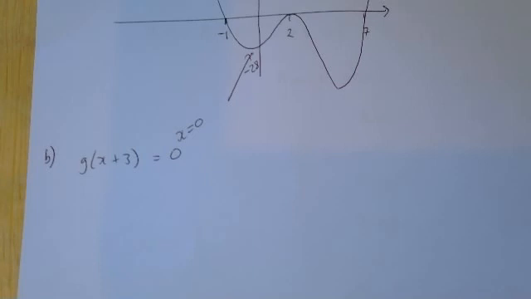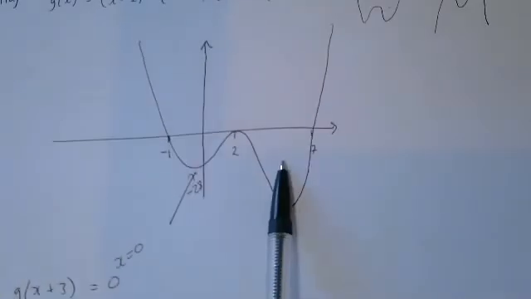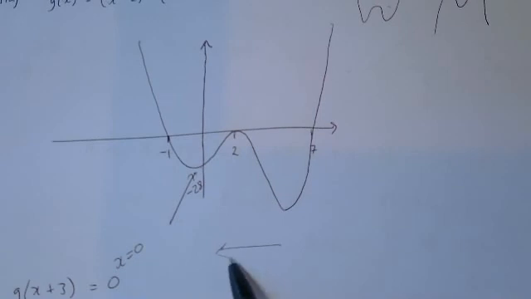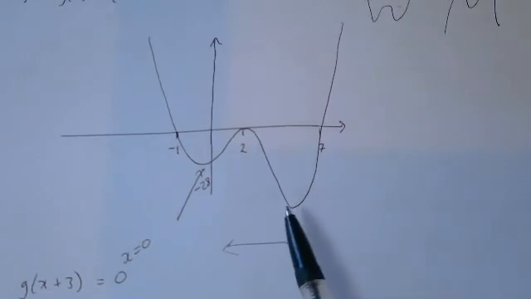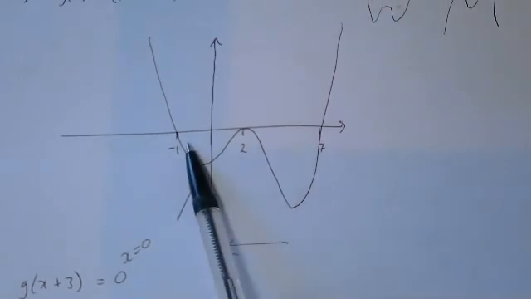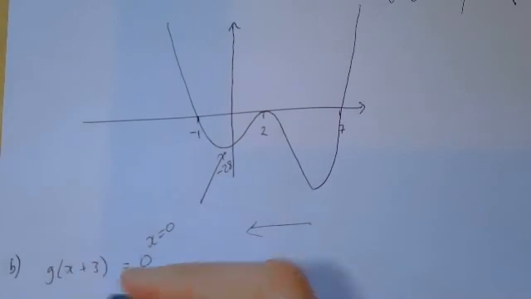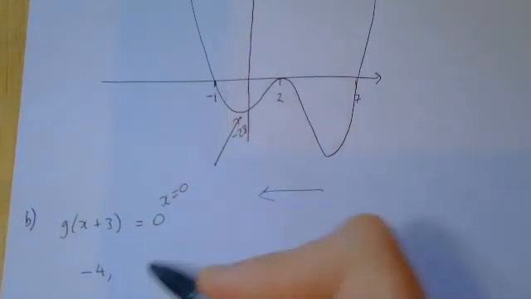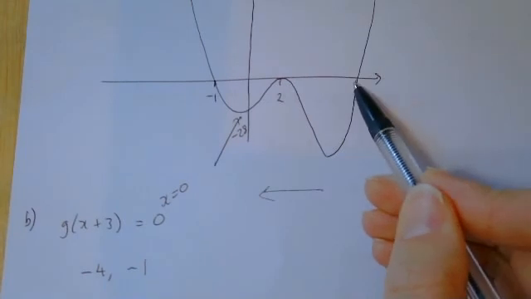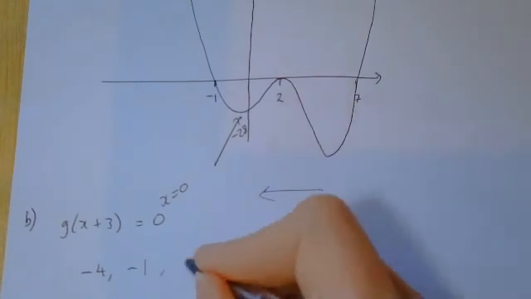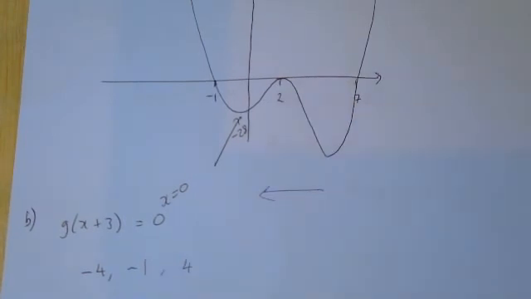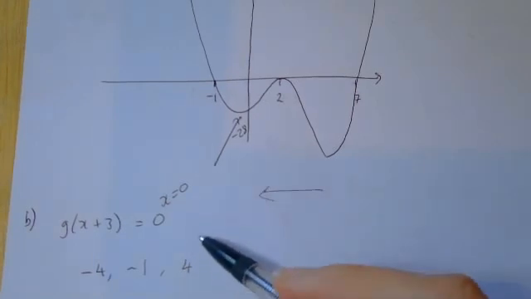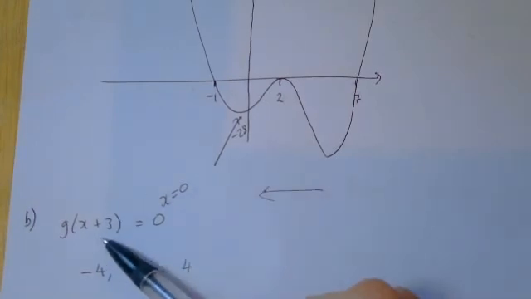Now, in x plus 3, we know that that's going to move it sideways, and we know that if the number is in the bracket, it goes the opposite way to what we would expect. So a plus 3 is going to pick this graph up, and move it that way by 3. So the roots: -1 is going to move along and be at -4, 2 is going to move along and be at -1, and 7 is going to move along and be at 4.